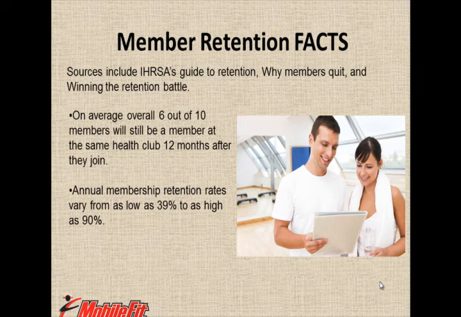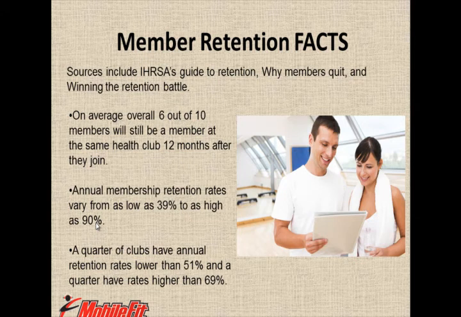Obviously 39% is ridiculously low, and 90% is very high. And as I said, the average is somewhere around 60%. So obviously the variance is different for different types of clubs. We know that health clubs that are health club only, just gym only, have a higher attrition rate than multi-purpose clubs. So keep that in mind.